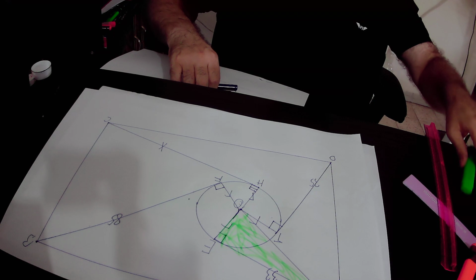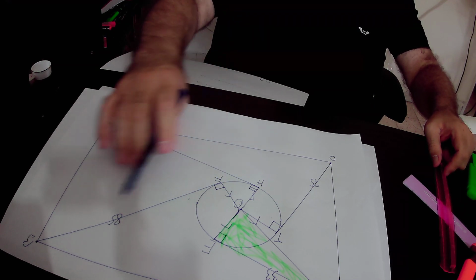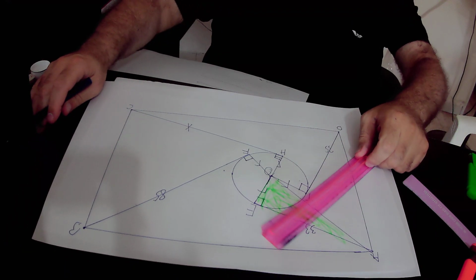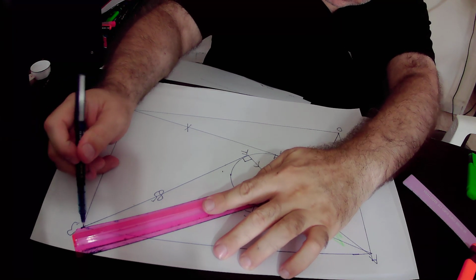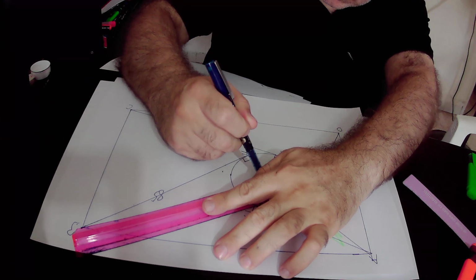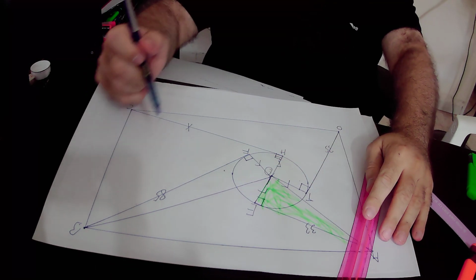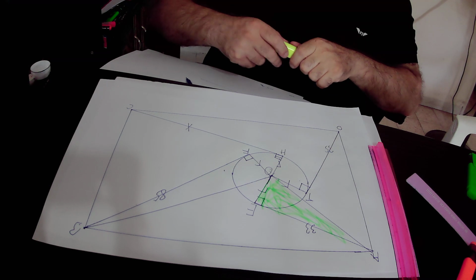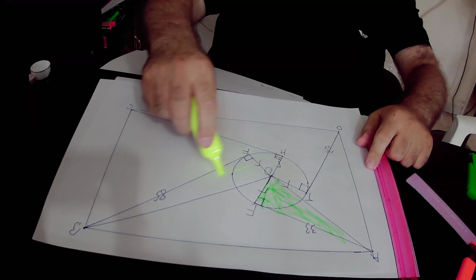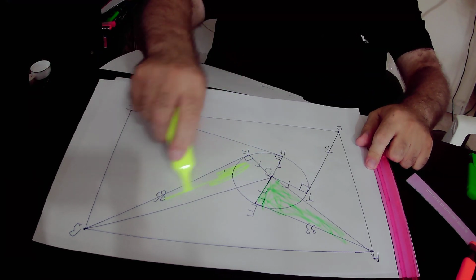In the next step, we'll join points O and B together by a straight line, and we'll implement the Pythagoras theorem on the right yellow triangle, triangle OBF.